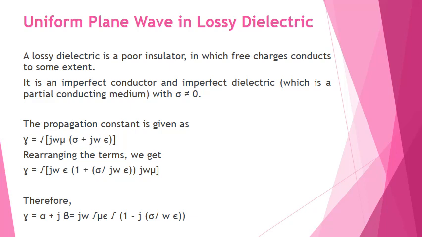In a lossy dielectric, there are some losses in the dielectric medium. A lossy dielectric means it is a poor insulator. Here the conductivity sigma is not equal to 0. Therefore, the propagation constant is given as root of j omega mu into sigma plus j omega epsilon. Rearranging, we get gamma equal to root of j omega mu into sigma plus j omega epsilon, written as root of j omega epsilon into 1 plus sigma by j omega epsilon into j omega mu. Therefore, gamma is equal to alpha plus j beta, that is j omega root of mu epsilon into root of 1 minus j sigma by omega epsilon.